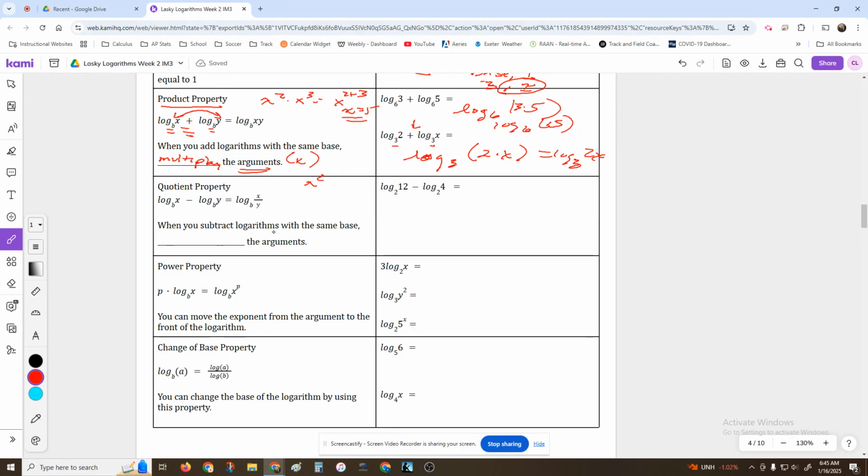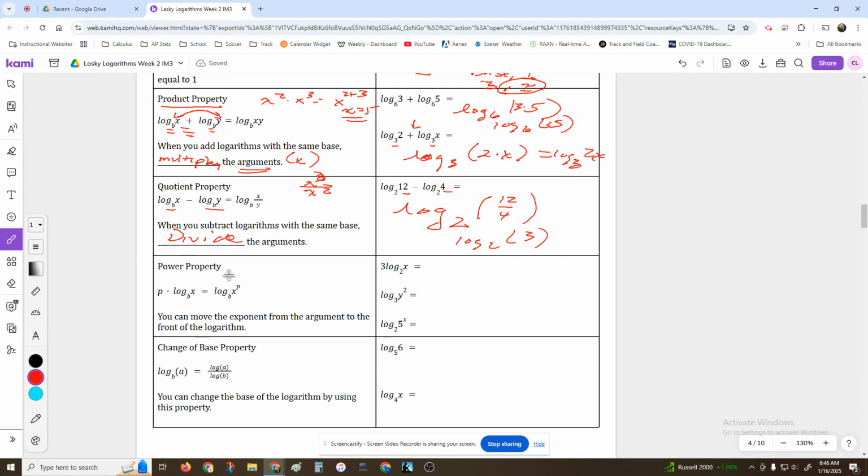The idea is the same here. If I was dividing exponents, this is x to the third divided by x squared, we subtract and we get x to the third minus 2 up top. So since I'm subtracting, I'm dividing. So when we have the same base, you divide the arguments. In other words, log base 2 of 12 minus log base 2 of 4, I'm going to take 12 divided by 4. And then that's going to be log base 2 of 3. Okay?